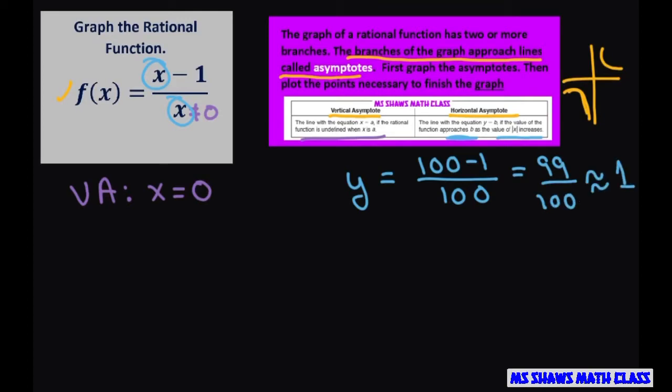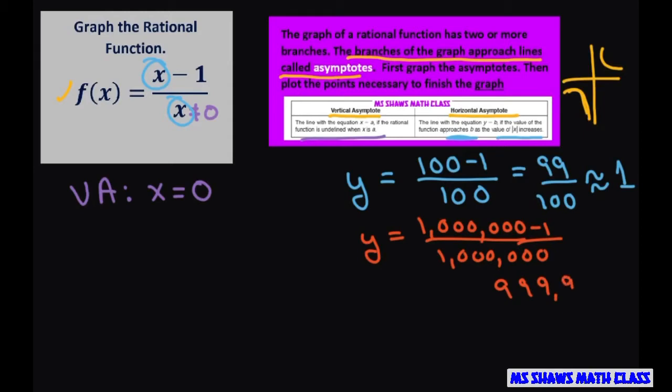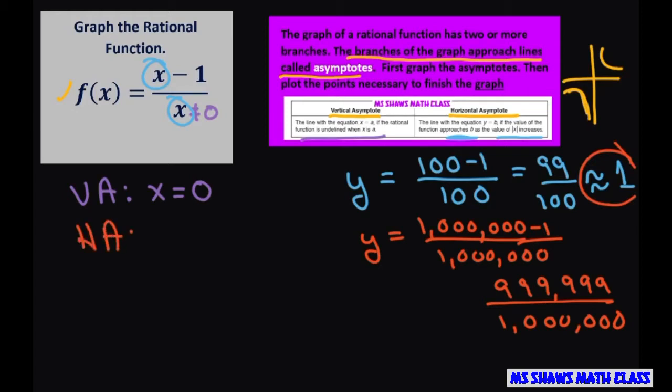But just to make sure, what you want to do is plug in an even larger number. So let's say I plug in 1,000,000. So 1,000,000 minus 1 over 1,000,000. Well, you can see that this number is even closer to 1. So that's how you get your horizontal asymptote, because as x increases, what is my value of y going to get close to? And that is your approximation. So your horizontal asymptote is going to be y equals 1.